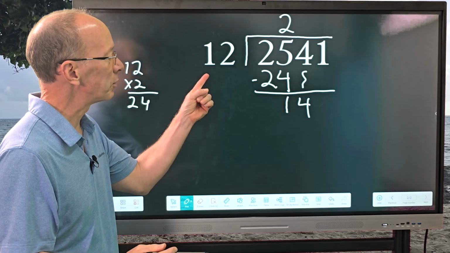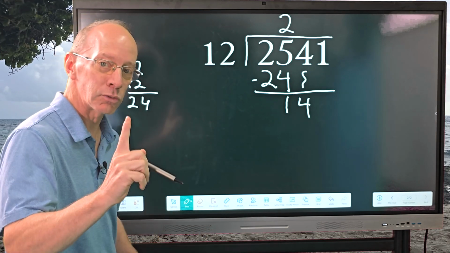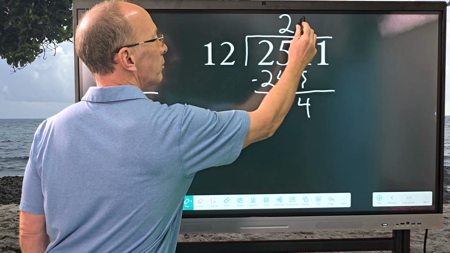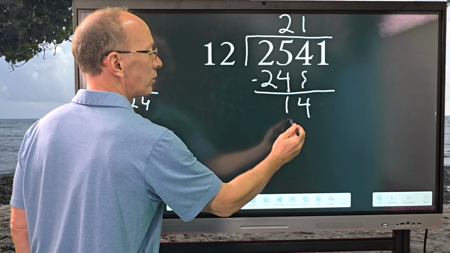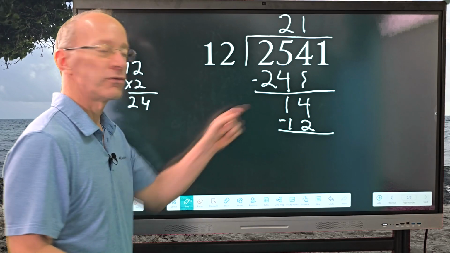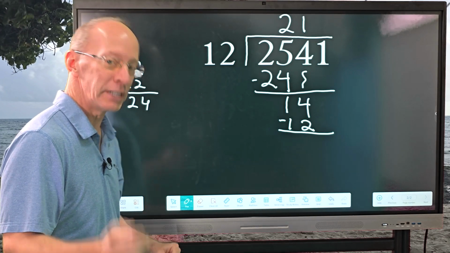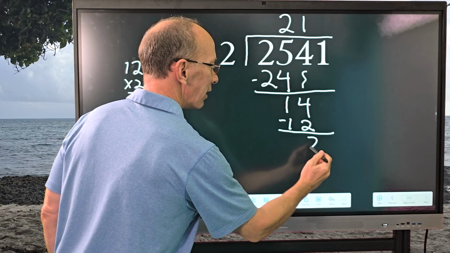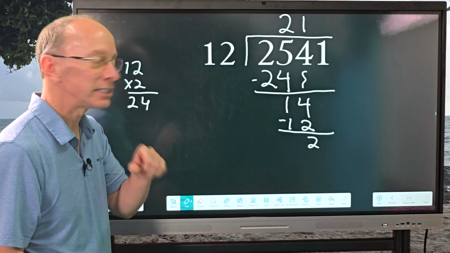So how many times can I put 12 into 14? Just 1 time. So I put the 1 right above that 4. So 1 times 12 is 12. And I go ahead and subtract. So 4 minus 2, what is it? Yeah, 2. And now, again, I'm going to bring that next number down.